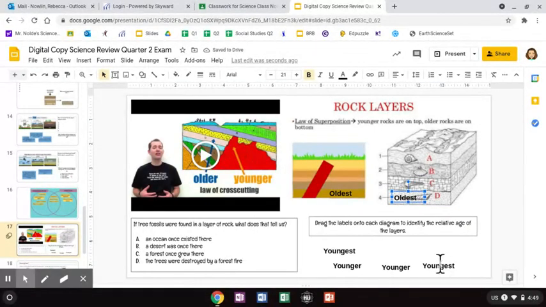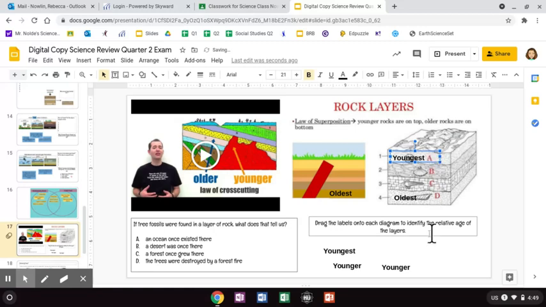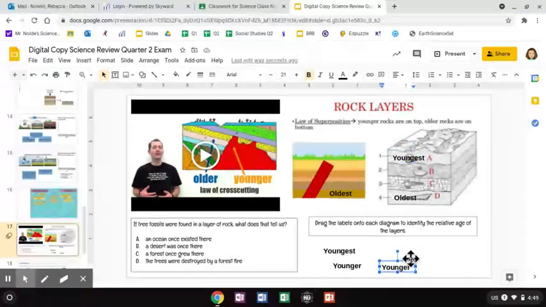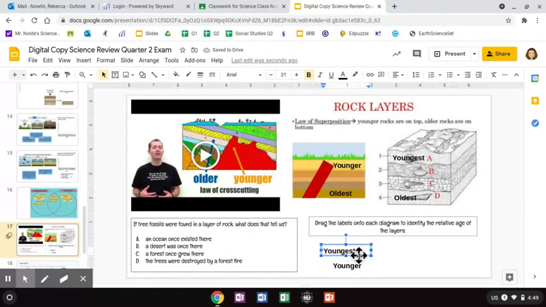All right, youngest layer here, since we don't have any magma intrusion, the youngest layer will just be the top layer. It's very simple when you just have layers. When you have magma intrusion, it's a little bit trickier because you have to remember that while the top layer is younger than the others, it is not the youngest. The youngest would be the magma intrusion.